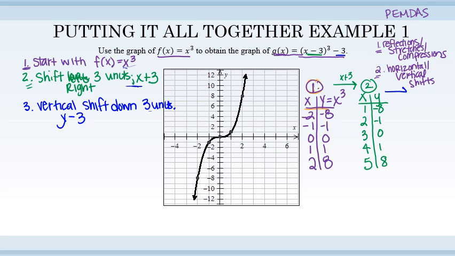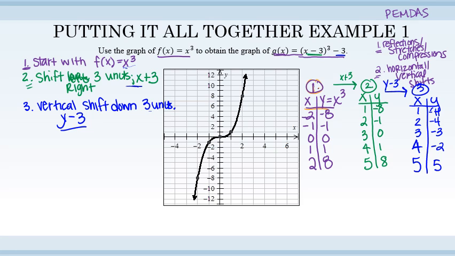Okay, now I'll do my step 3, which was subtracting 3 from my y values. So I'll write down the x values again, and we always do the most recent table. And now subtract 3 from each y value. Negative 8 minus 3 is negative 11. Negative 1 minus 3 is negative 4. 0 minus 3 is negative 3. 1 minus 3 is negative 2. And 8 minus 3 is 5.